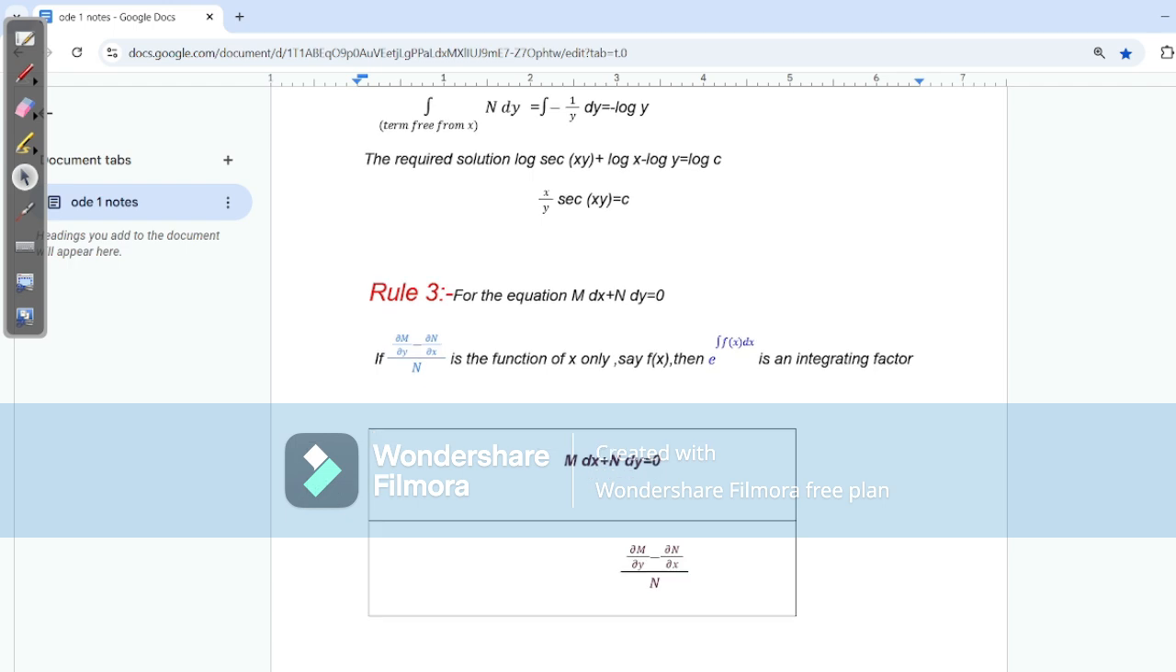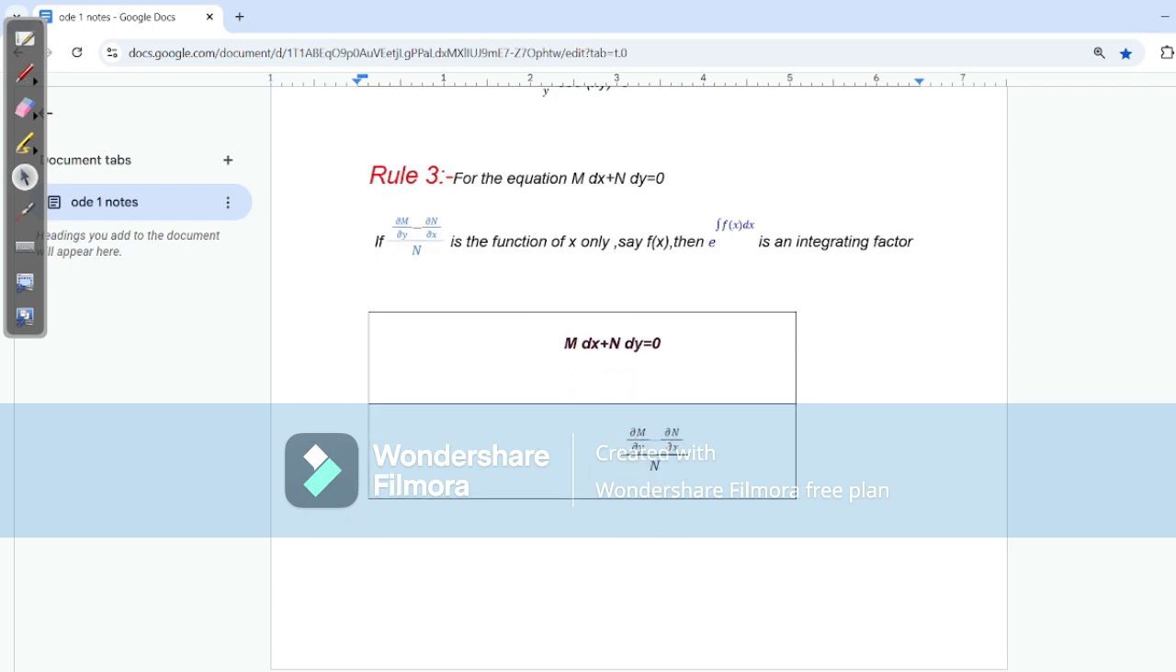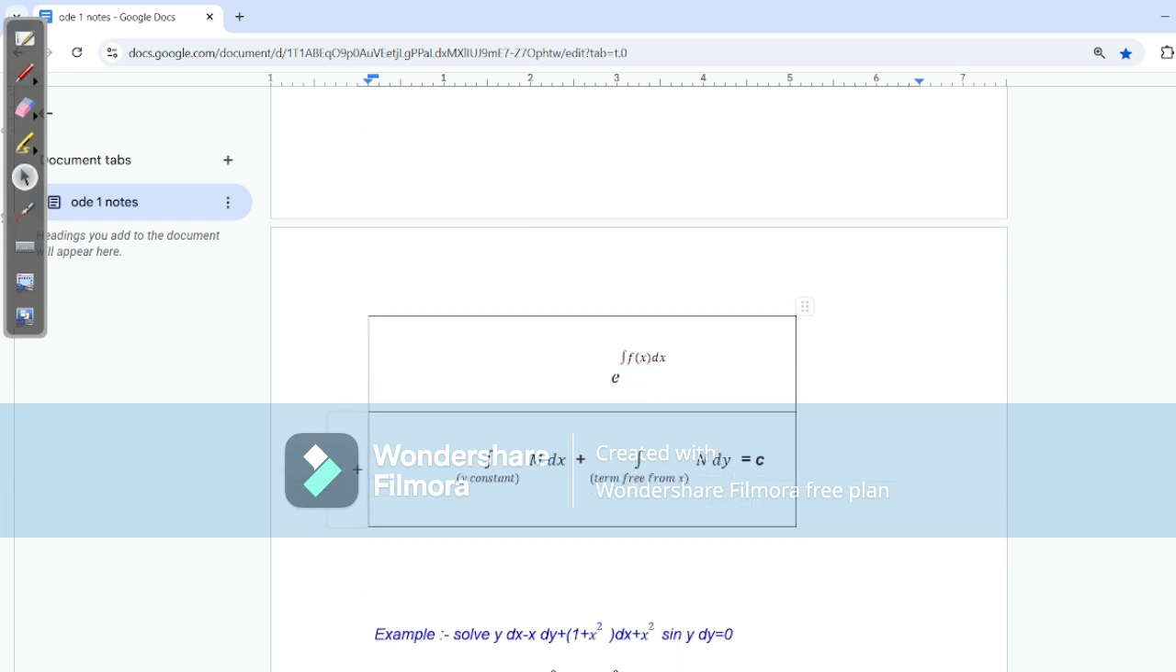Rule 3. For the equation m dx plus n dy equals 0, if (dou m by dou y minus dou n by dou x) by n is a function of x only, say f of x, then the integral e power integral f of x dx is an integrating factor. So these are the steps which are involved. M dx plus n dy equals 0 is the given equation, and we have to check (dou m by dou y minus dou n by dou x) by n. Then the integrating factor is e power integral f of x dx. Okay, this is the integrating factor we have. Then find the solution.